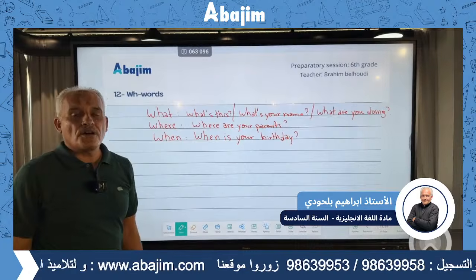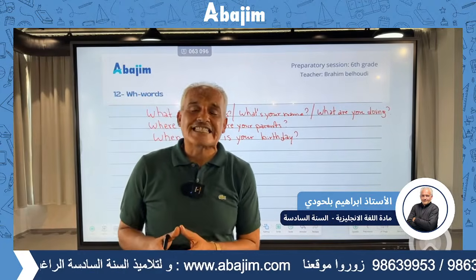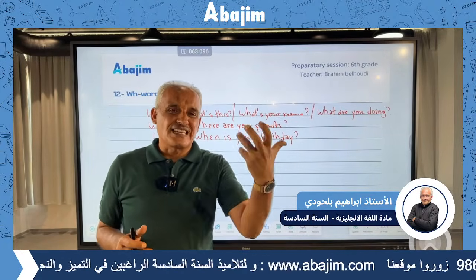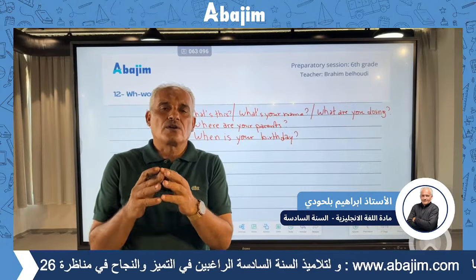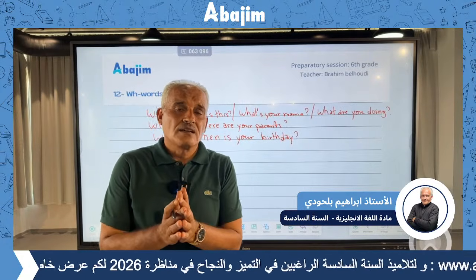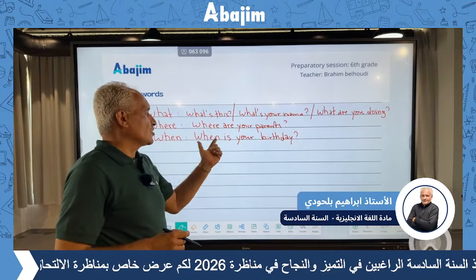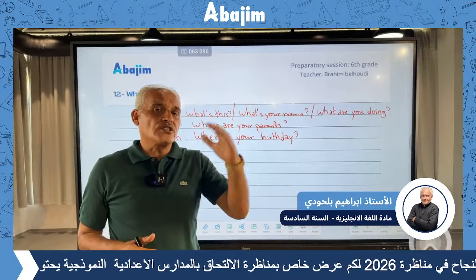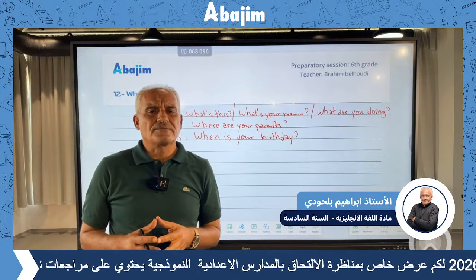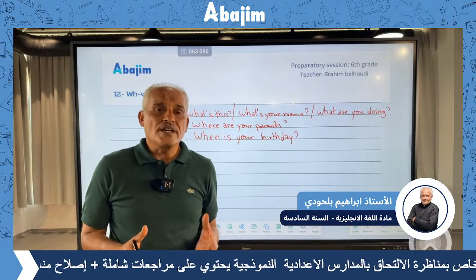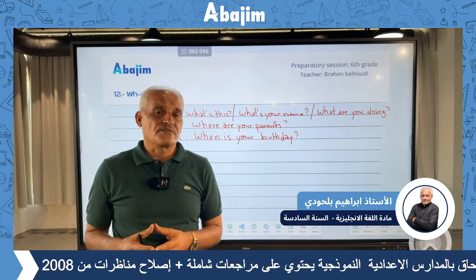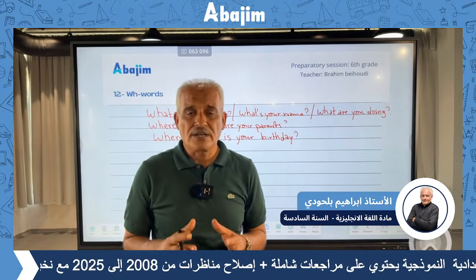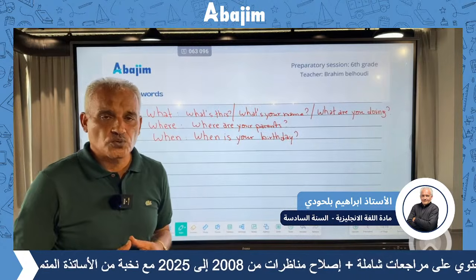When is your birthday? For example, my birthday is in April. I ask about the time of an event or of a thing, okay? So, when is your birthday? My birthday is in April, okay? When do you go to bed? I go to bed at midnight, for example, okay? When do you get up in the morning? I get up, for example, at 6 a.m. and so on. So we ask about time with the WH word when.